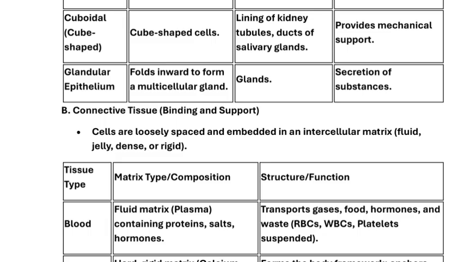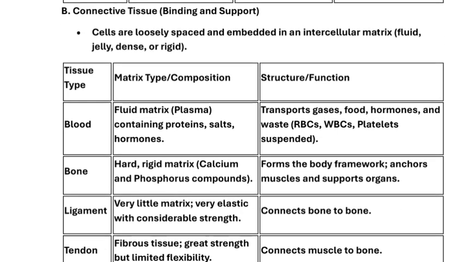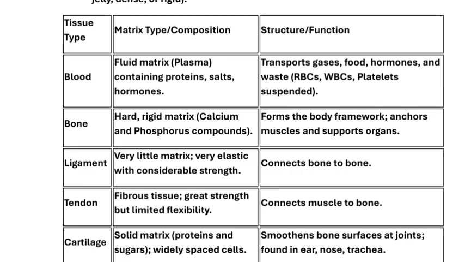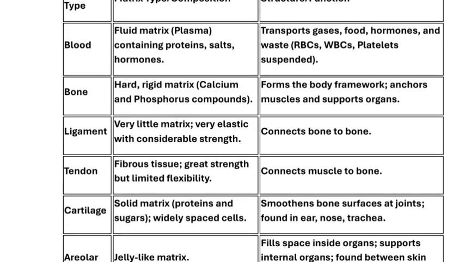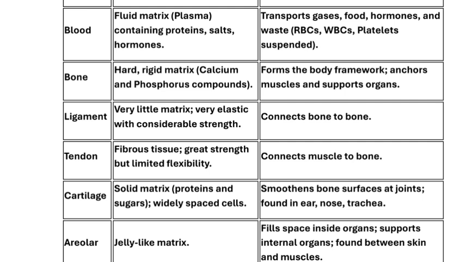B. Connective tissue, binding and support. Cells are loosely spaced and embedded in an intercellular matrix, fluid, jelly, dense, or rigid. Tissue type: matrix type/composition, structure/function. Blood: fluid matrix, plasma, containing proteins, salts, hormones. Transports gases, food, hormones, and waste. RBCs, WBCs, platelets suspended.